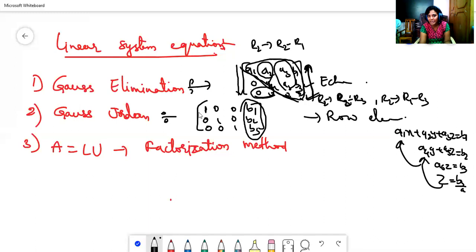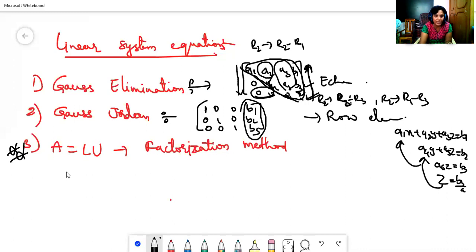The Jordan method means we directly get the x1, x2, x3 values. Why? Because again we are doing the row operation and changing into normal form. That's why. And the method of factorization, or LU decomposition, both are very, very important.